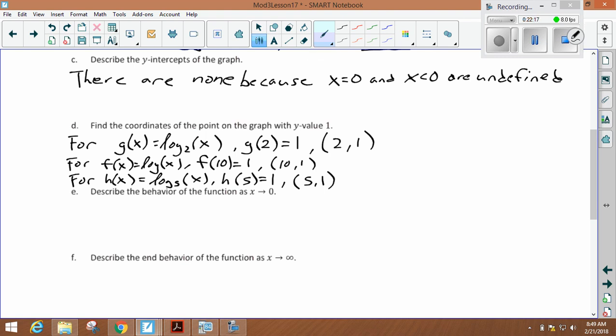Alright. As x values approach 0, right, so going this way, towards 0, what happens to our y values? What happens to y as x approaches 0? Maybe closer to like 0? Or negative? It gets more and more negative, right? As x approaches 0, y approaches negative infinity.